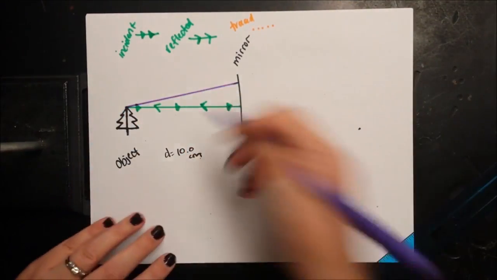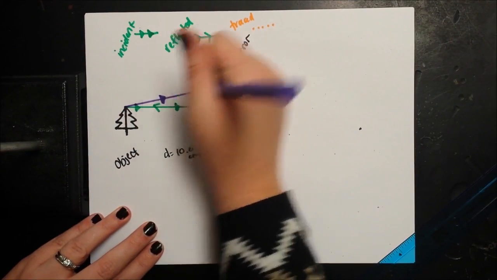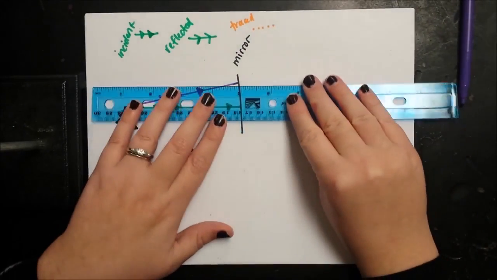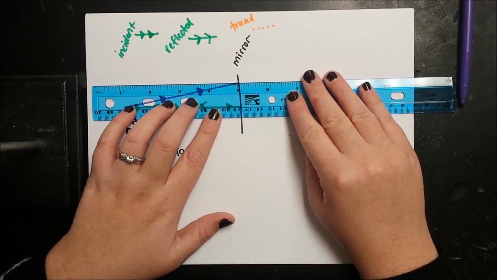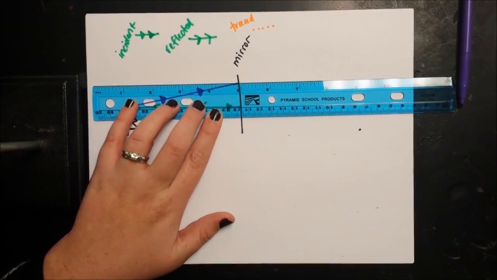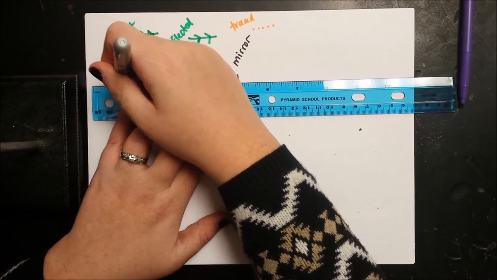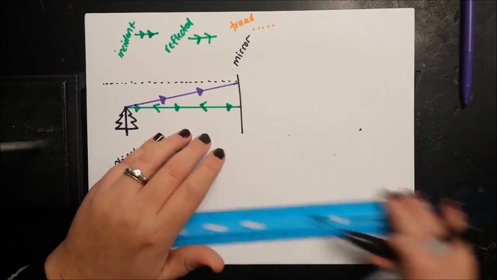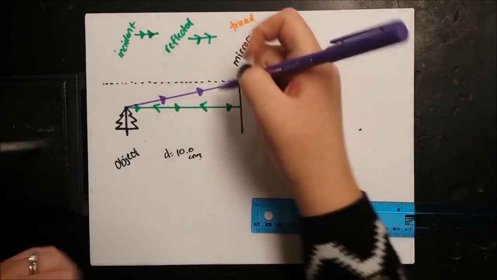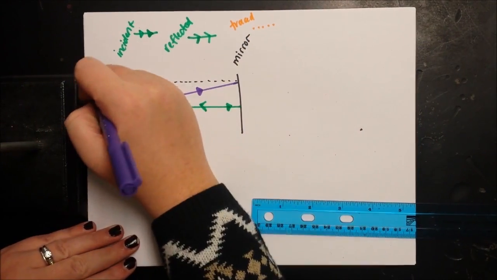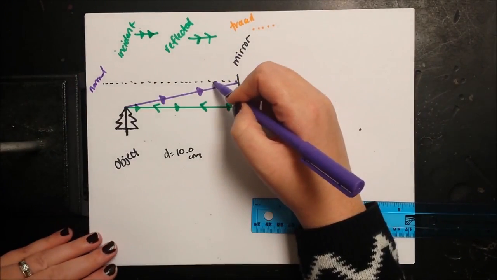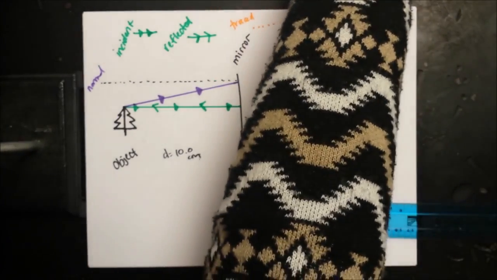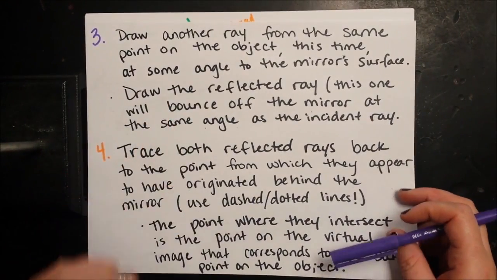Okay, so this is my incident ray. And if I draw the normal at this point, my normal right here goes perpendicular to the mirror. Okay, this is the normal. And this angle here is called my angle of incidence. The reflected ray that I also have to draw, so I'm going to draw the reflected ray now.